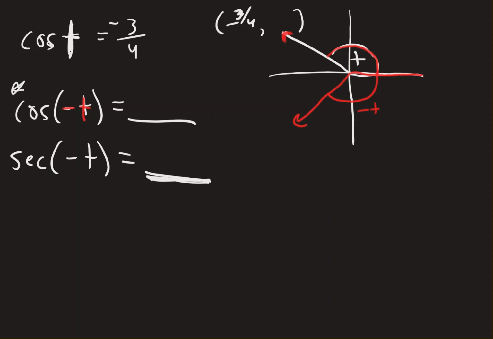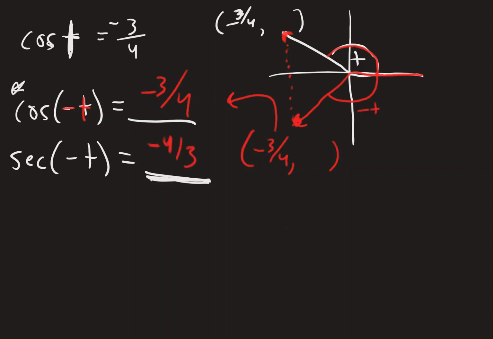Well, now that I have this sketched out, these have the same x value, therefore they have the same cosine value. So in this instance, whether you're talking about the cosine of t or the cosine of negative t, we end up with the same thing. And like I said, now that these are talking about the same angle, secant is just the reciprocal of cosine, so flip over your fraction.